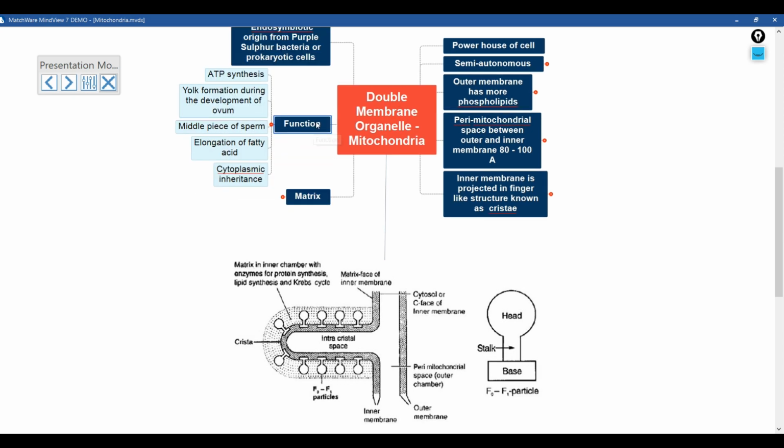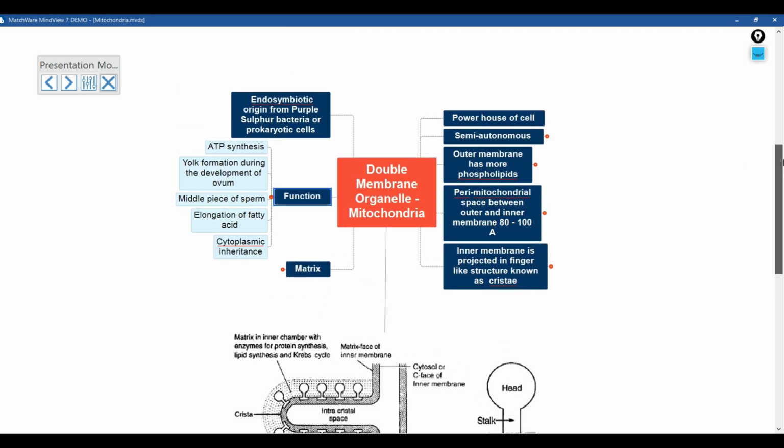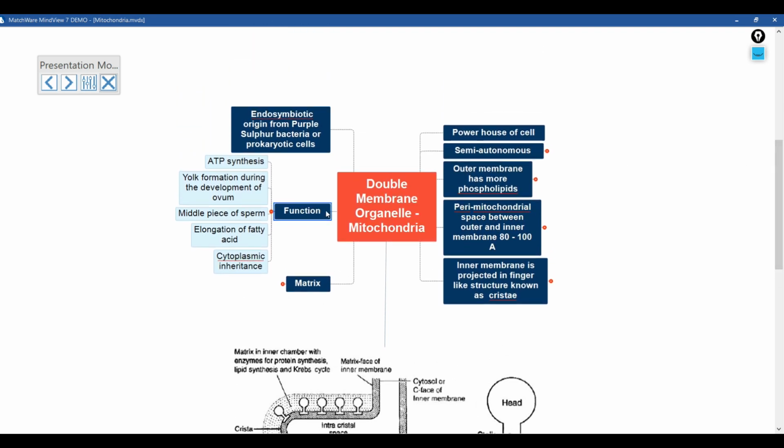Now let's talk about the function. The prime function is ATP synthesis, and yolk formation during the development of the ovum. It also constitutes the middle piece of the sperm, and it also helps in the elongation of fatty acids. And mitochondria, being semi-autonomous organelles, also play an important role in cytoplasmic inheritance, right?